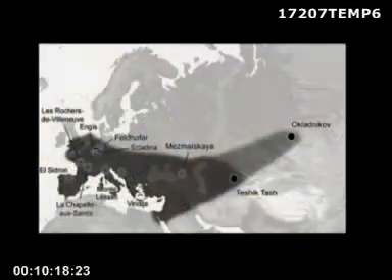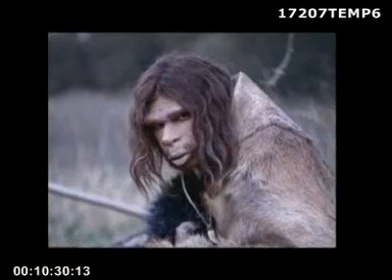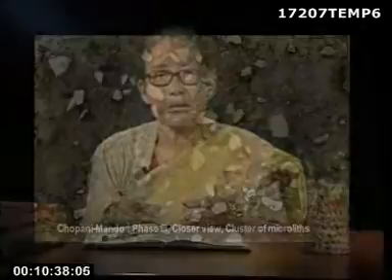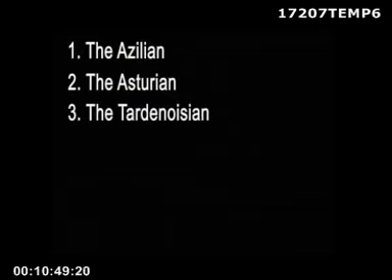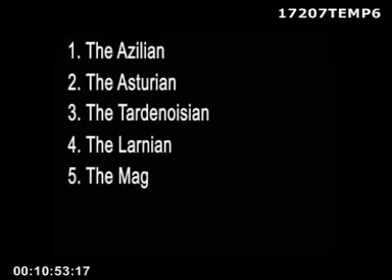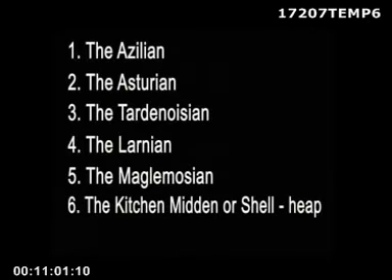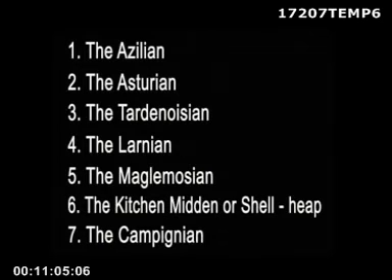Homo neanderthalensis is the only human race of this cultural phase. Neanderthal men continued to live in Europe despite cold climate, and the warm glaciation suggests at least a crude use of furs and skins of animals for body covering. The Mesolithic period is noted for its microlithic industries. The microlithic culture is subdivided into a number of traditions. They are: number 1, the Aegelian; number 2, the Asturian; number 3, the Denoisian; number 4, the Lernian; number 5, the Megalomosian; number 6, the Kitchen Median or Shale Heap; and number 7, the Campanian.